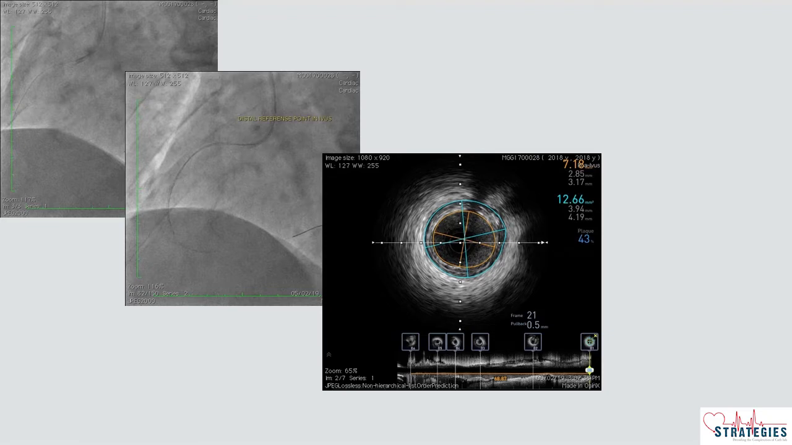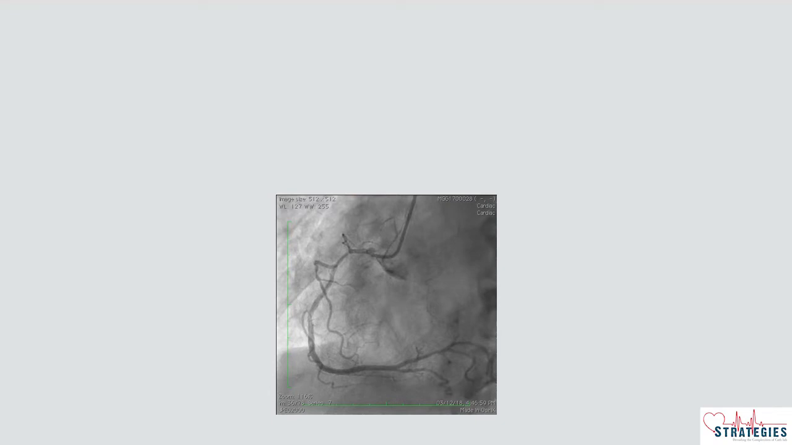Sometimes there can be an increase by quarter size after pre-dilatation. We also decided the length of the lesion. So this is the length of the lesion. This is the ostium, and this is my distal reference point. So you can see the length of the lesion is almost around 65 to 68 millimeters. So that says what size of stents you have to use.